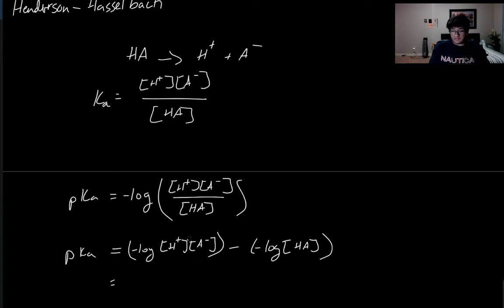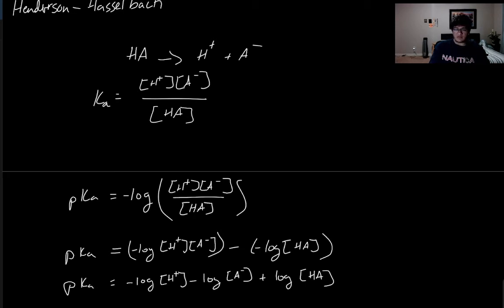Now we can expand this further. How? Well, we have a product in the logarithm. So this could become negative log H plus minus log A minus. And you must be wondering, why is there a minus when I just said there's a product happening? Because I just skipped a step, basically. Now there's a double negative here, so we can make that positive log of HA, all equal to pKa.